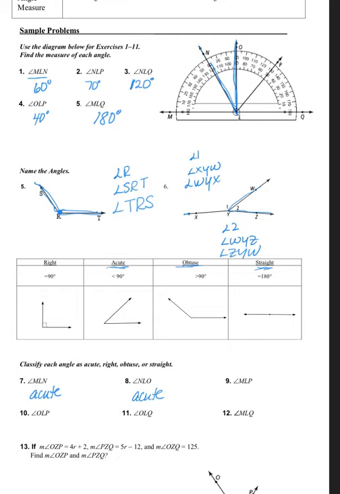MLP. If I look at MLP, that one is bigger than 90, so that one is going to be obtuse. Okay, if we look at OLP, we found that one on number 4. That one's going to be 40 degrees, so that makes him acute. OLQ, okay, that one is right at 90 degrees, so it's a right angle. And the last one, MLQ, we found that one on number 5. That's 180 degrees, so that one is a straight angle.